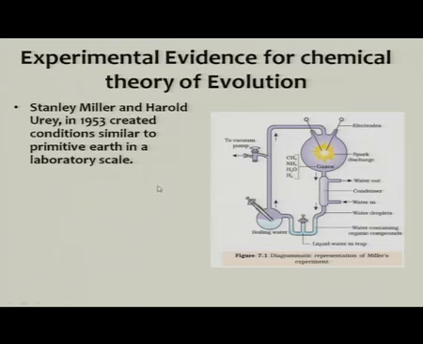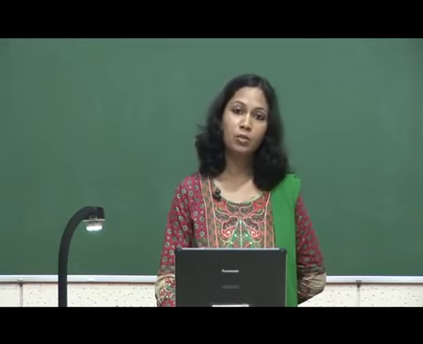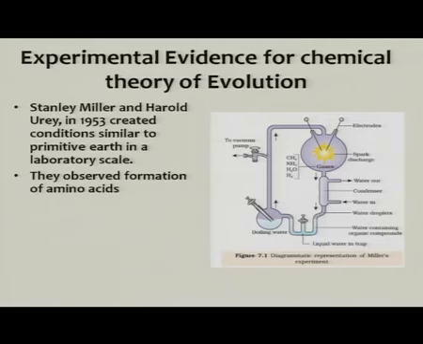So, when they did this experiment, they created the conditions similar to the primitive earth on a laboratory scale, and they provided the electrical discharges and a high temperature was maintained. They were actually able to observe the formation of amino acids. You know very well that amino acids are the building blocks of proteins, and so this appeared to be a plausible theory for explaining the origin of life. The origin of life is supported by the theory of chemical evolution, that the first life which arose could be because of chemical evolution.